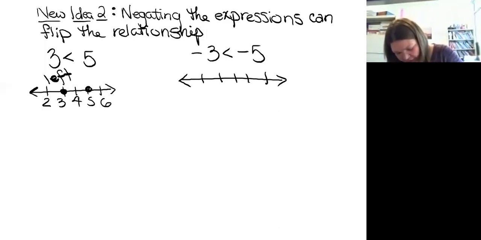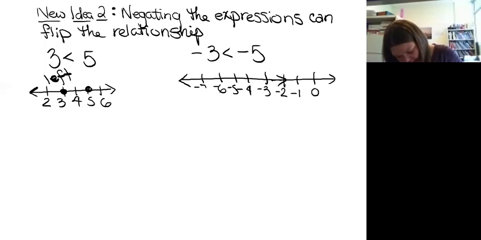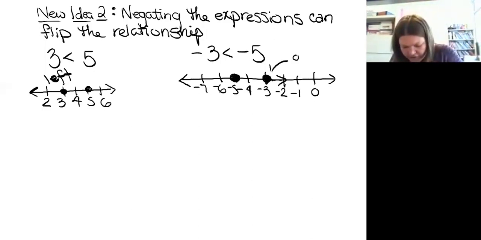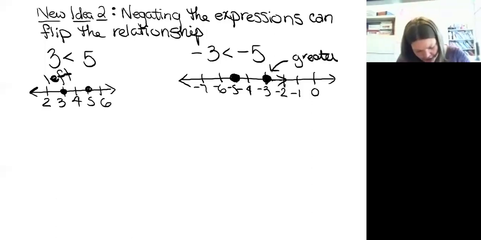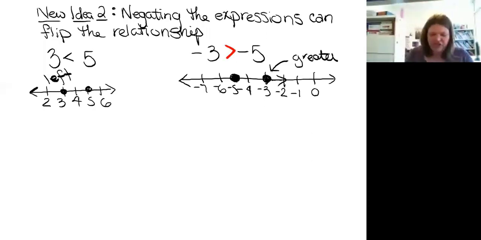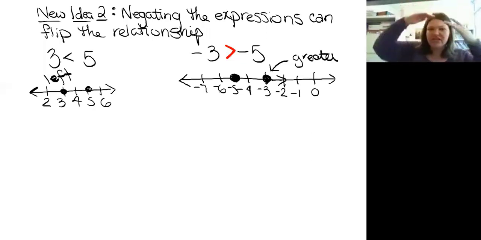Let me make my number line a little longer so you can see it. As you go left, you get more and more negative. And we know left is the less than direction. If I had negative 3 here and negative 5 there, well, negative 3 is on the right-hand side, so negative 3 is actually greater. And so I have the wrong symbol. It's not true that negative 3 is less than 5. I would have to flip the relationship if I changed the signs. It would flip the relationship if I change the signs of both sides.